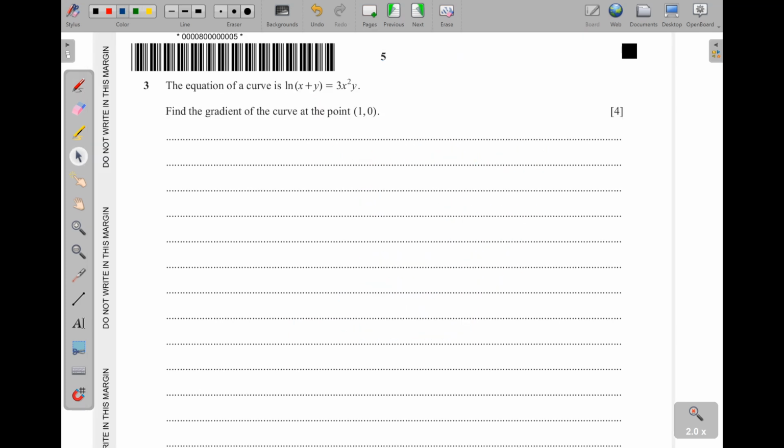Question 3. The equation of a curve is natural log of (x plus y) equals 3x squared y. Find the gradient of the curve at the point (1, 0). We use differentiation to find the gradient of a curve. So we need to differentiate both sides, and then we make dy/dx the subject of the formula. That will be the gradient when we substitute these coordinates for x and y.